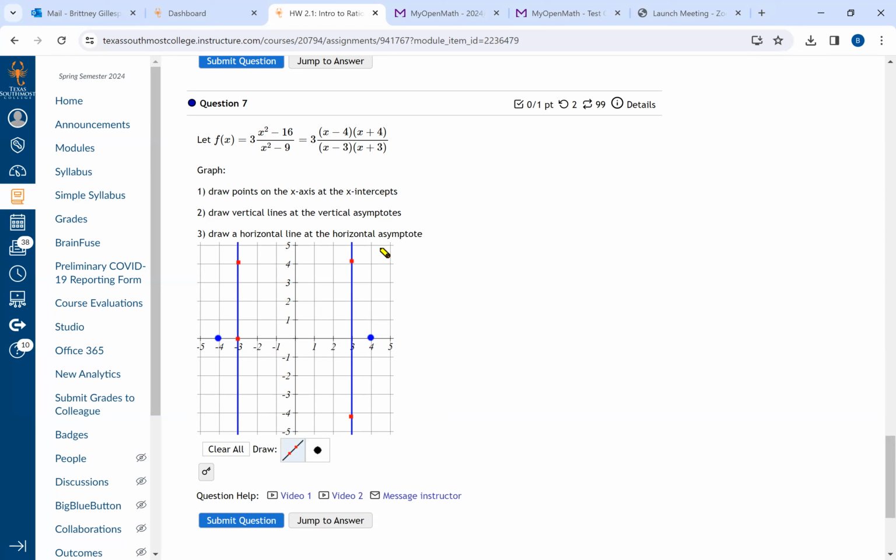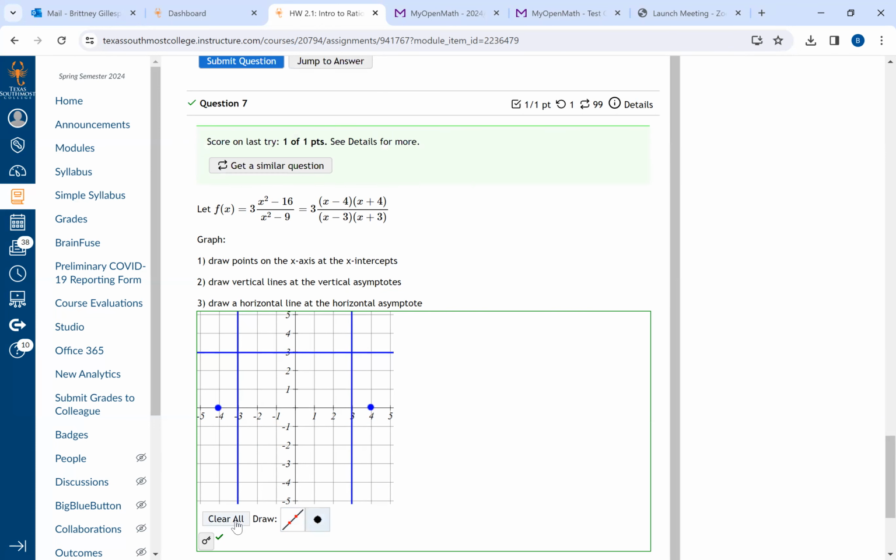And now we need the horizontal asymptote. And our horizontal asymptote, because the degree of the numerator and degree of the denominator are the same, it's the leading coefficient, which is 3. So I'm going to go where y is 3. I'm still using the line, plot a point on y equal to 3. Scan out along the line, y equal to 3. Click your point when you're ready to plot it. And we're all set.